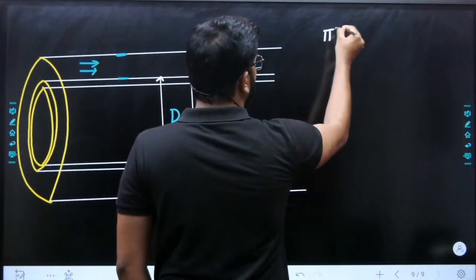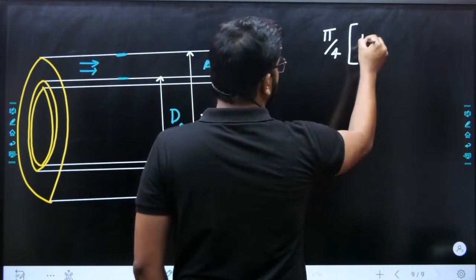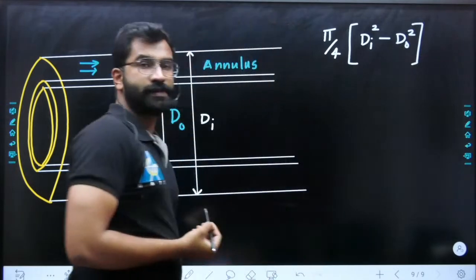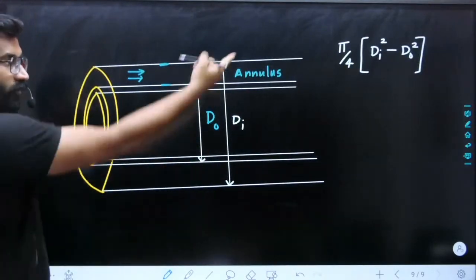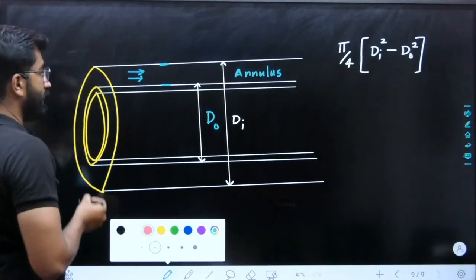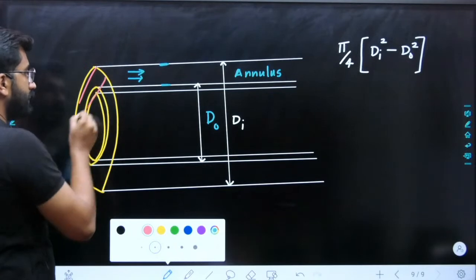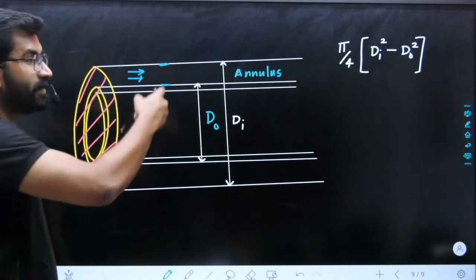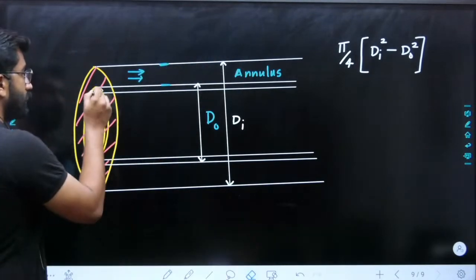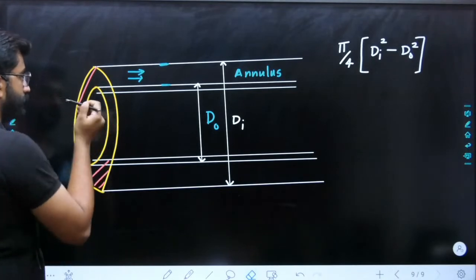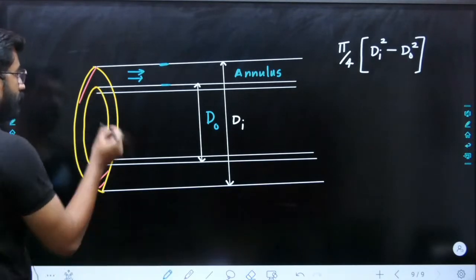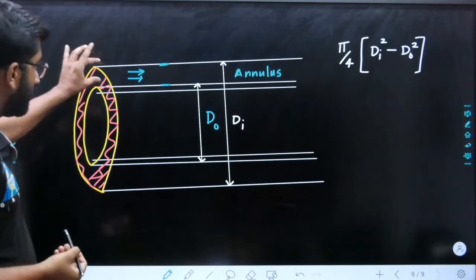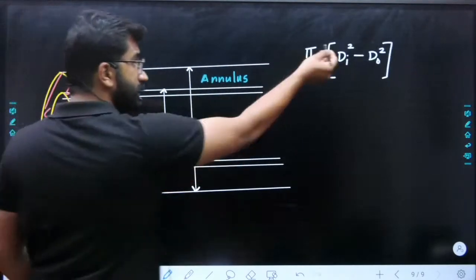So if I say flow area is pi by 4 into DI square minus D naught square. Okay, so this is the flow area across the annulus. What is the meaning of pi by 4 into DI square and D naught square? Pi by 4 into DI square is this complete area. Minus D naught square, what is the meaning? So we are getting this area. Now we are talking about only this area. That is the flow area for the annulus.